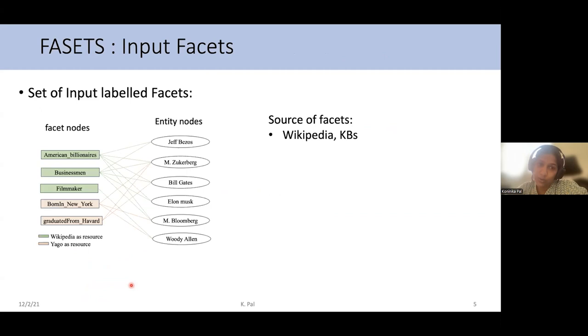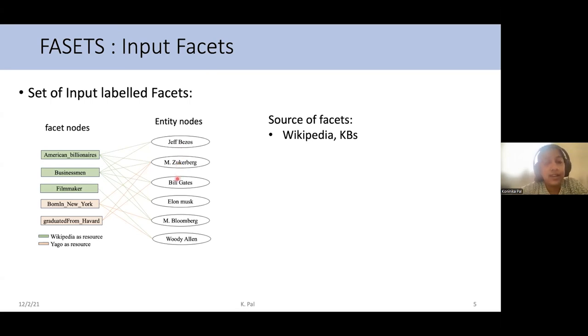So what is our input? As I said, this is nothing but the labeled facets. So what are labeled facets? You can consider Wikipedia categories. The label could be American billionaires, with members Jeff Bezos, Zuckerberg, Bill Gates, and so on, right?